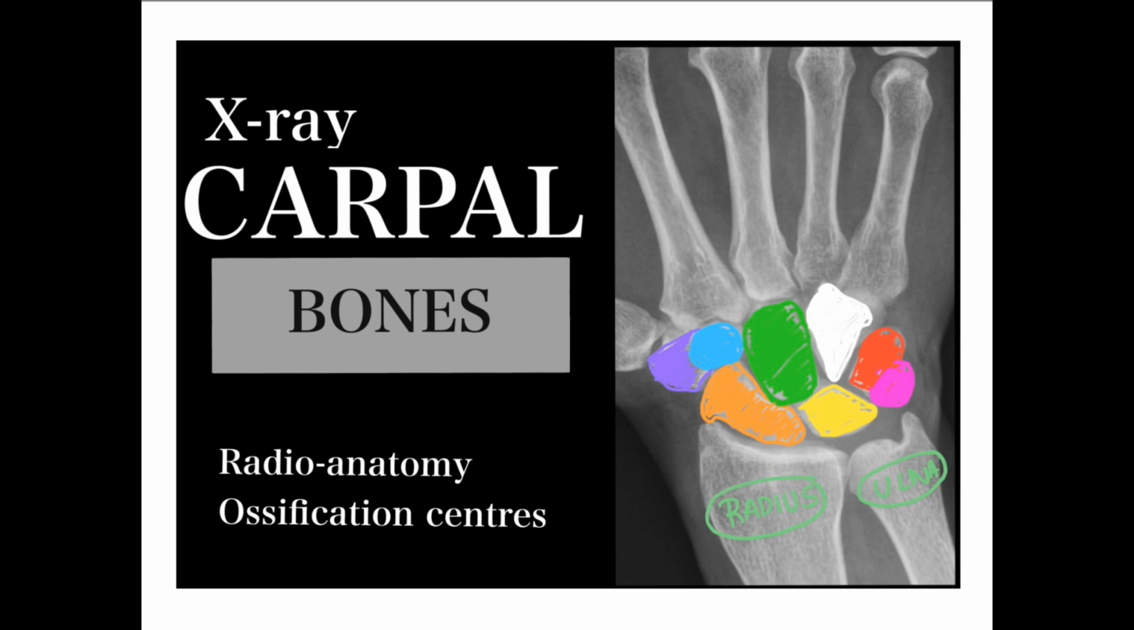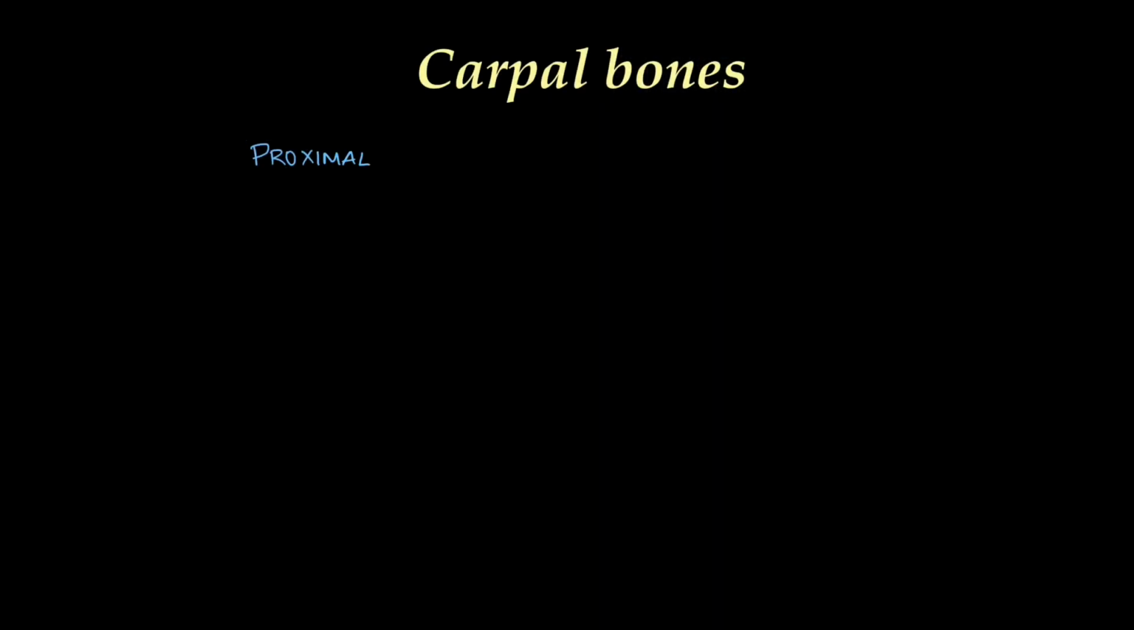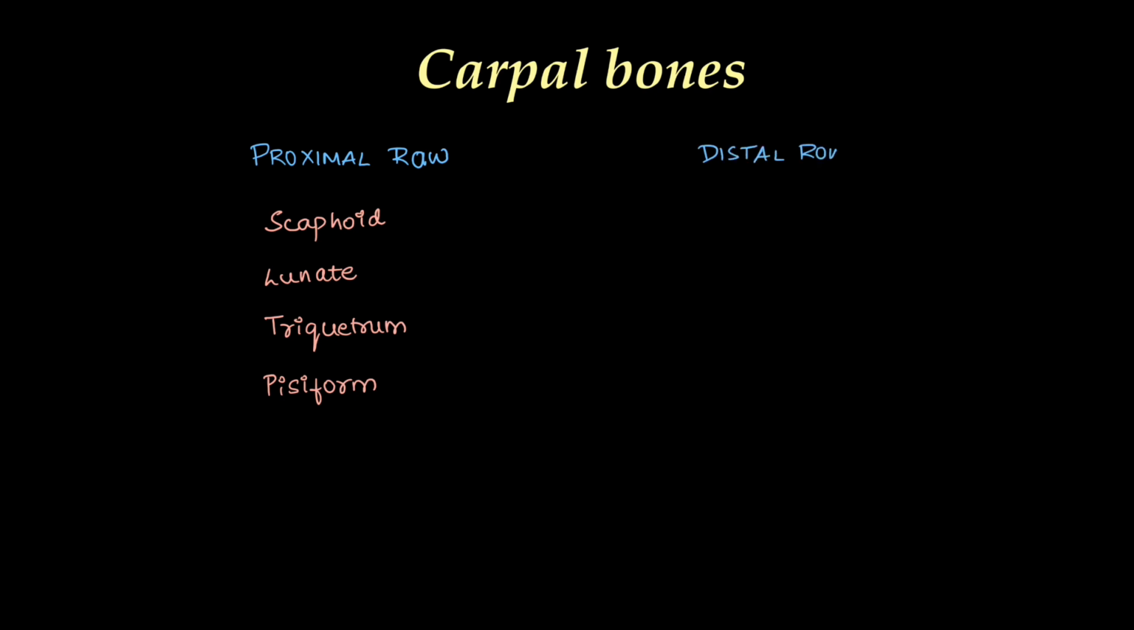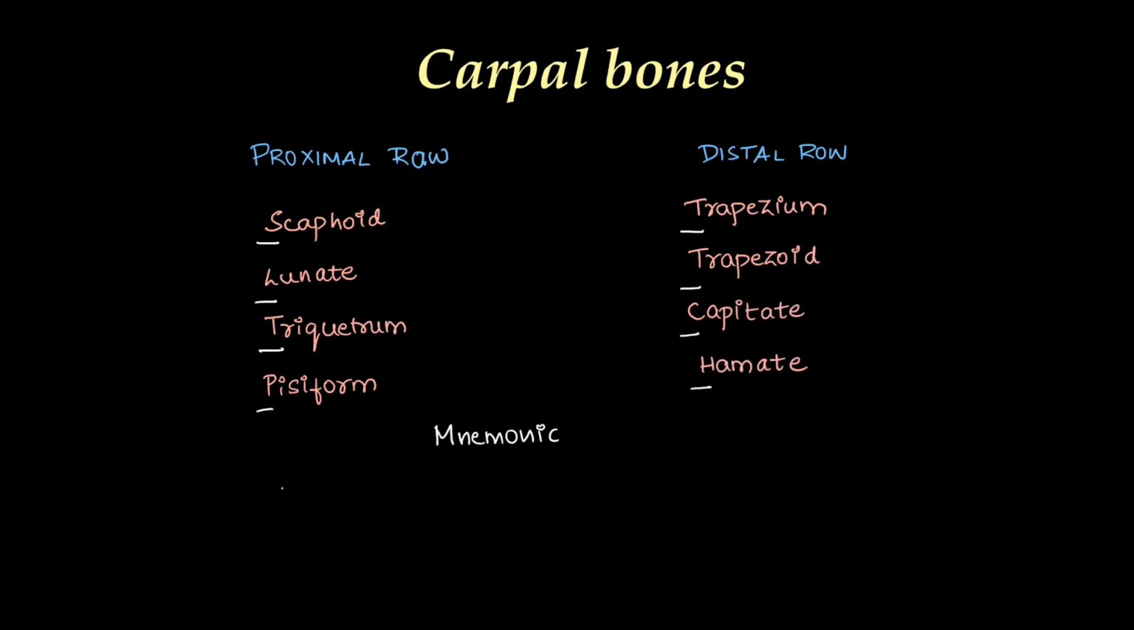So let's begin with naming the carpal bones. There are two rows of carpal bones. One is the proximal row containing scaphoid, lunate, triquetrum and pisiform bone, and the distal row contains trapezium, trapezoid, capitate and hamate. Everybody knows the mnemonic: She looks too pretty, try to catch her.